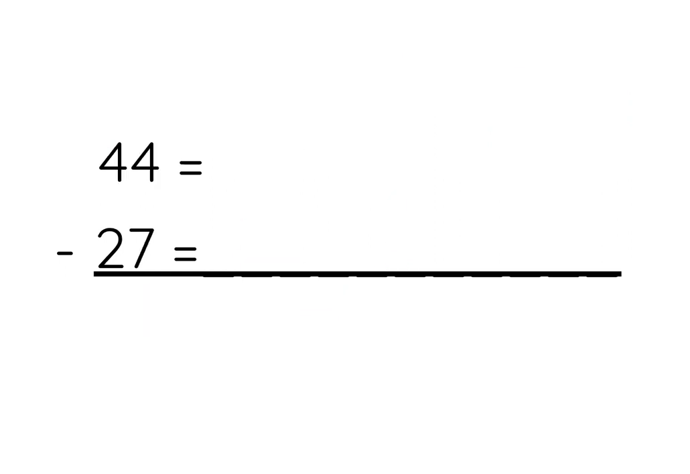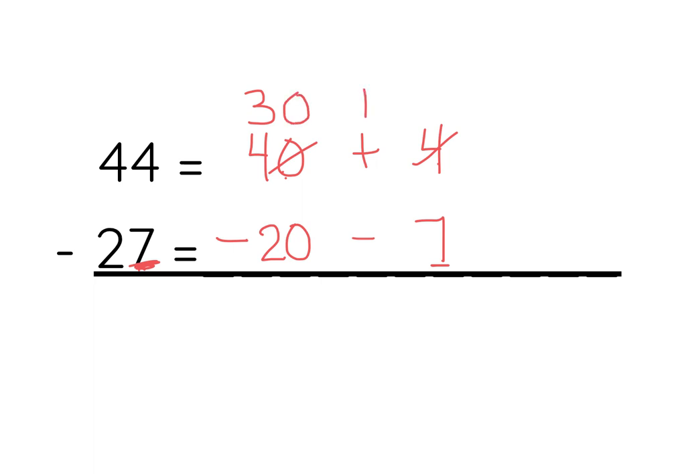44 minus 27. Now, after almost being tricked on the last one, I'm going to double check. And yes, my big digit is on the bottom, so I need a strategy. 40 plus 4 minus 20 minus 7. Again, if I were going to subtract, I would get a negative 3. So I'm actually going to regroup from the 40. And instead of having 40 plus 4, I'm going to rename it as a 30 plus 14.